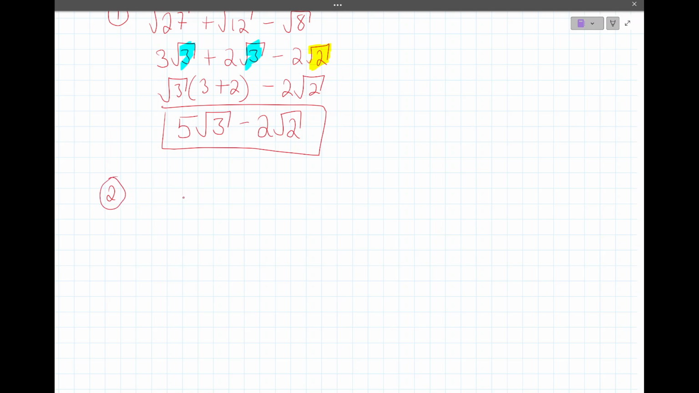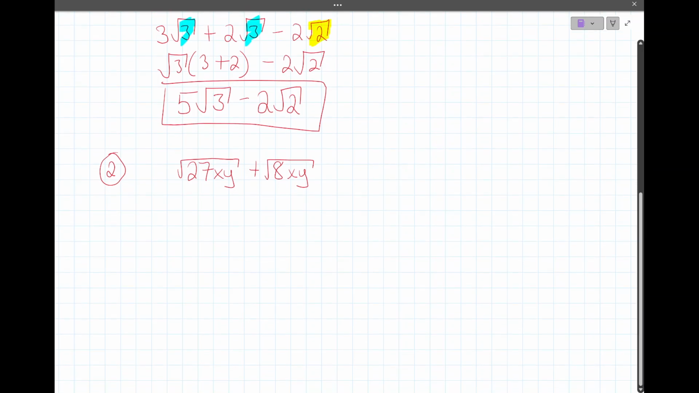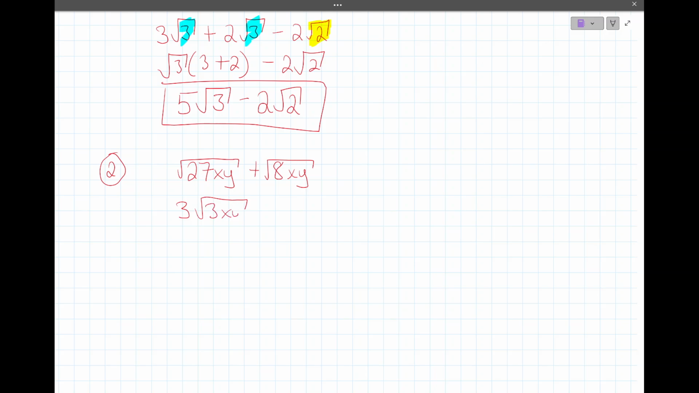So let's take root 27xy, and we'll take the root, and we'll go plus root 8xy, and let's just see what we get here. Well, this is going to be 3 root 3xy, and this will be plus 2 root 2xy.